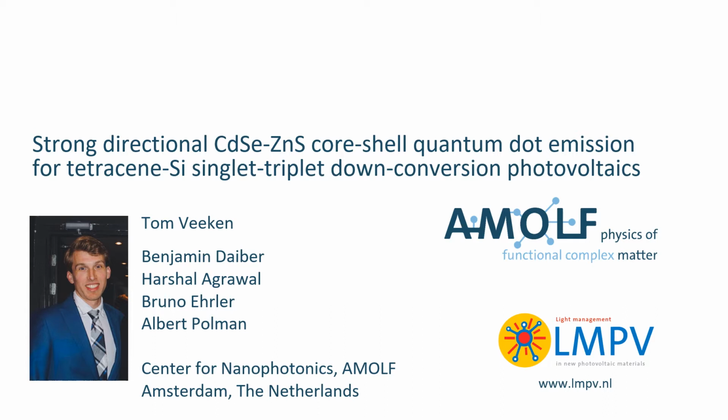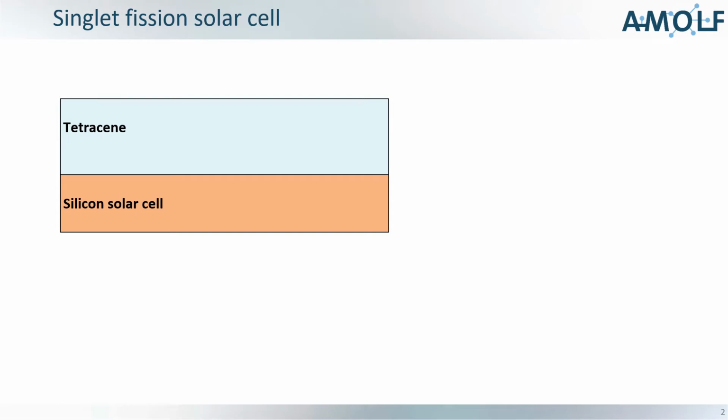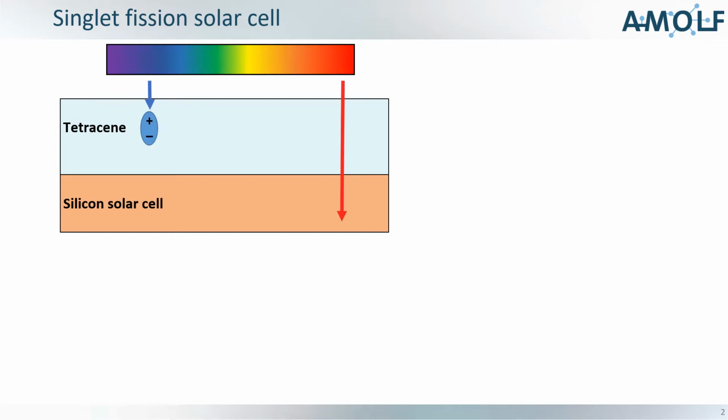So the title says directional quantum dot emission, and of course this can be interesting for many applications, but the reason we started looking into directional emission is for the application in a tetracene silicon singlet-triplet downconversion photovoltaics. In such a singlet fission solar cell, you start with a standard silicon solar cell that is augmented by, in this case, a tetracene layer. And this tetracene layer can transmit most of the red part of the solar spectrum, but in the blue part it will absorb light and create singlet excitons.